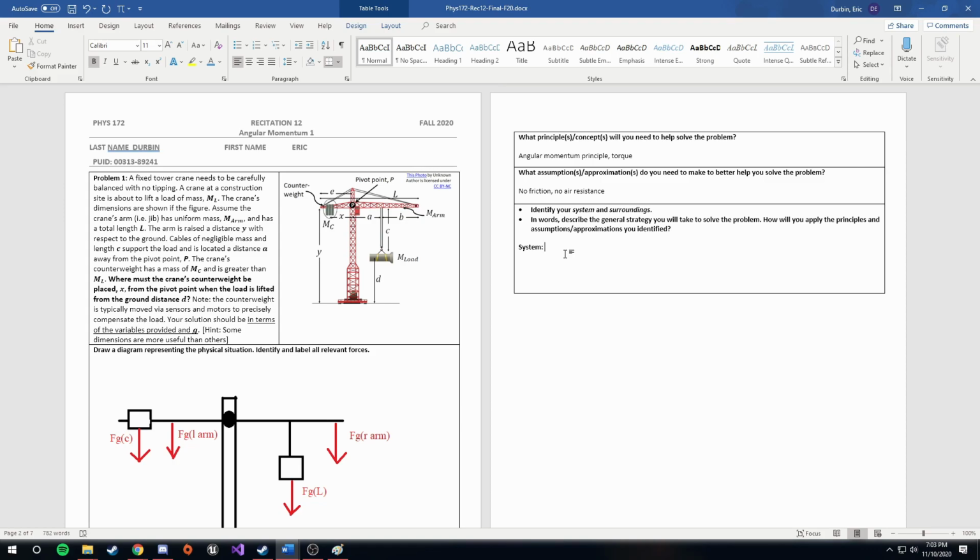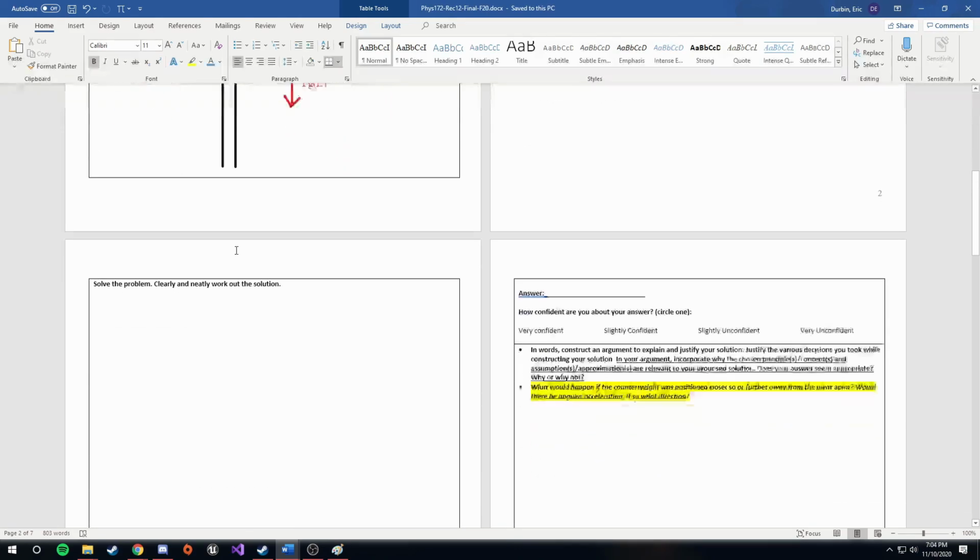So, angular momentum principle, torque, no friction, no air resistance. This system is going to be the arm, the counterweight, the load, and the earth. Surroundings will have nothing. And the general strategy: find the torque of everything and set it equal to 0. Cool. Okay.